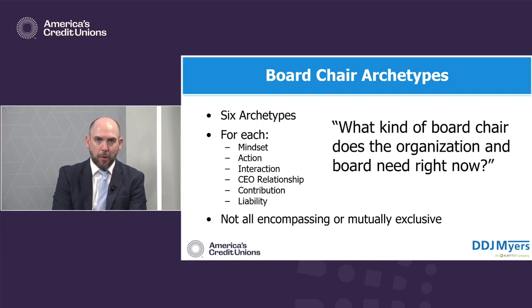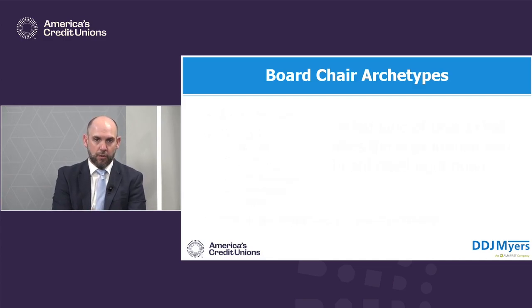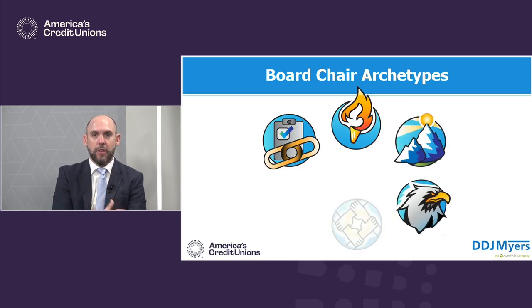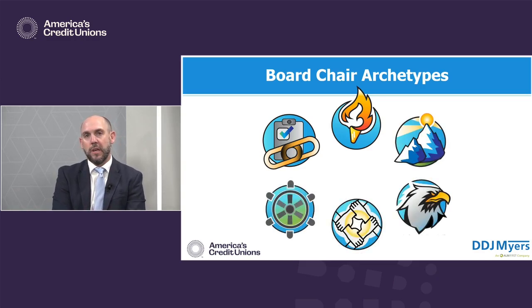But here's one of the primary questions we want you to be asking: as board chair, what does the organization need? What does the board need right now? What leadership do I need to emulate? So we're going to give you 6 to work through. And these are the archetypes, these are the icons, if you will. And we're going to talk through each of these for a brief moment.